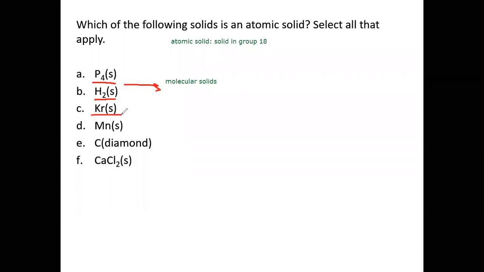Next we get to krypton. Krypton is only one element in the formula, so it can't be a molecular solid. The second question is, krypton is found where on the periodic table? It's found in group 18. So this would be an atomic solid, because again, it's a group 18 element. Next we have manganese, and it's manganese by itself. Manganese on the periodic table is a metal. So this would be a metallic solid.